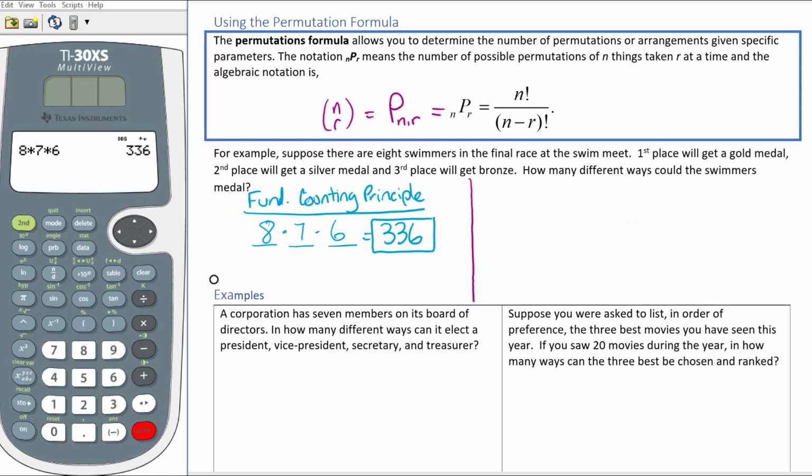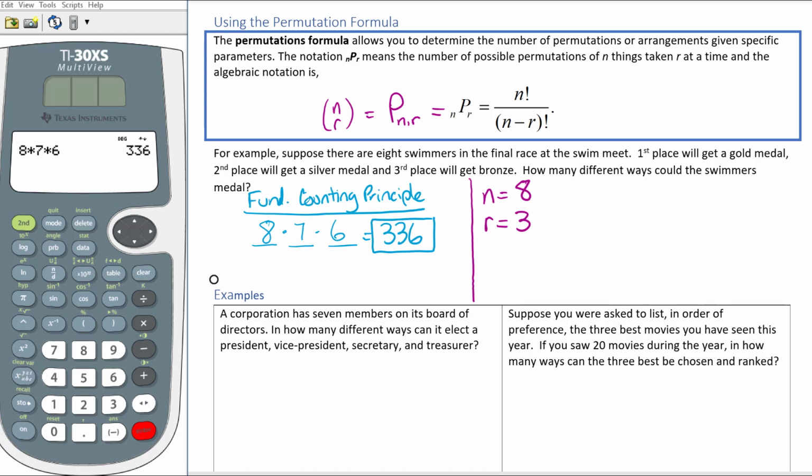Now, at times this formula might seem like it's more difficult than the fundamental counting principle, but when your problems get harder and bigger, the formula is going to be really nice. So I'm going to have to identify what's n and what's r. n is the number of things in our group. So how many total swimmers do we have? We have 8 swimmers. And how many are we choosing? We're only choosing the first 3 places. Does the order matter? Yes, it does. The order definitely does matter, so it definitely is a permutation.